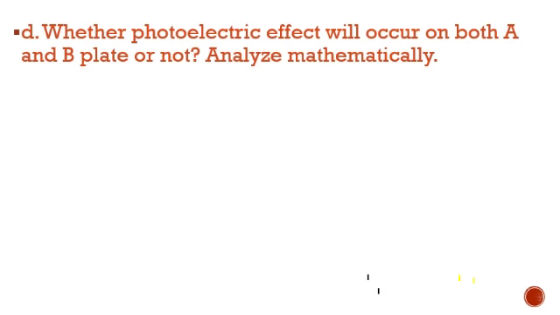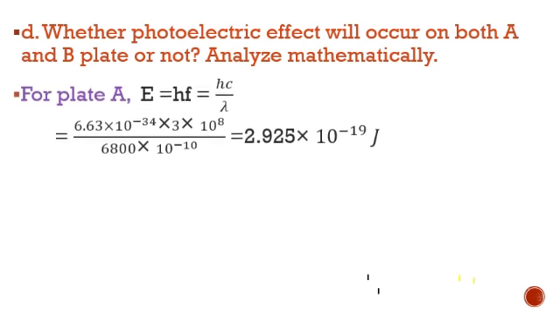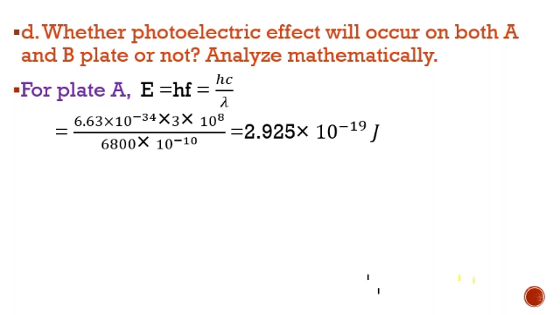Let's have a look at the D marks question. Whether photoelectric effect will occur on both A and B plates or not. Analyze mathematically. We will identify the energy for plate A first. E equals hf, which is hc divided by lambda. We will write the values of h and c, and lambda is given in the question. It is 6800 angstrom, so we will convert it to meter, and the answer came 2.925 into 10 to the power minus 19.